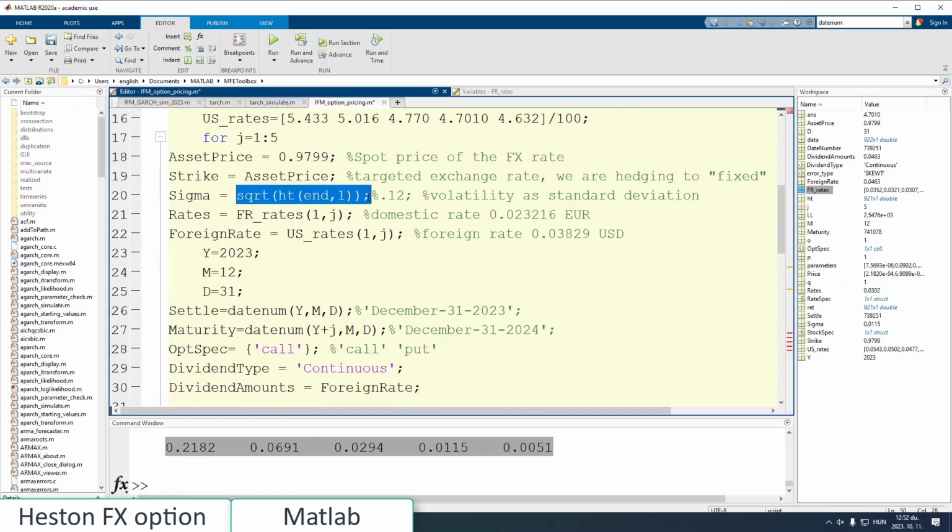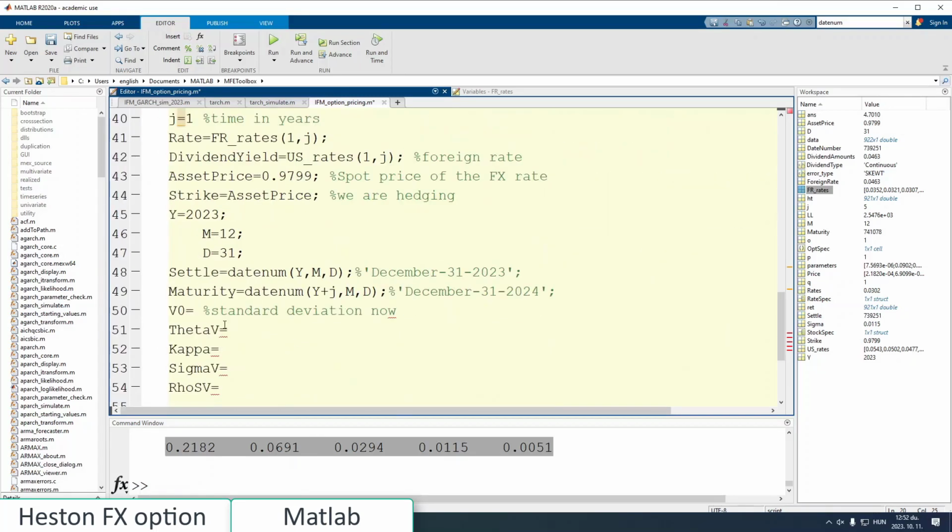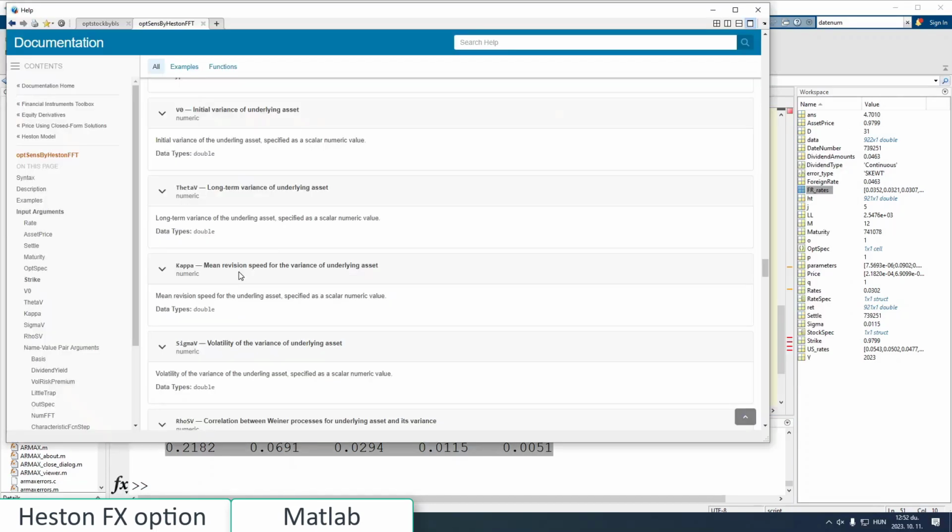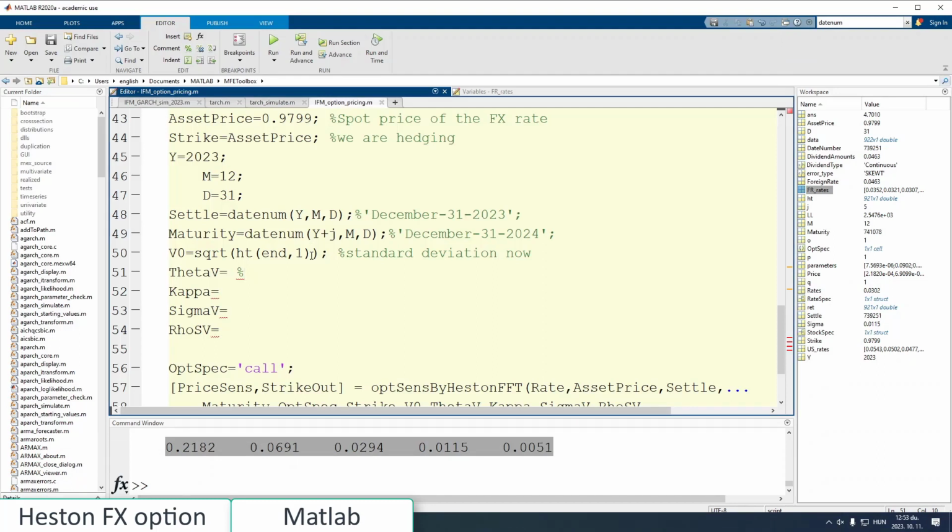So yeah, this is just the sigma variable. Then there is the theta. This is supposed to be the expected value, the long-term variance. So the expected value of the variance. In this case we are just taking the mean of the square root of the HT, but for all the possible values.